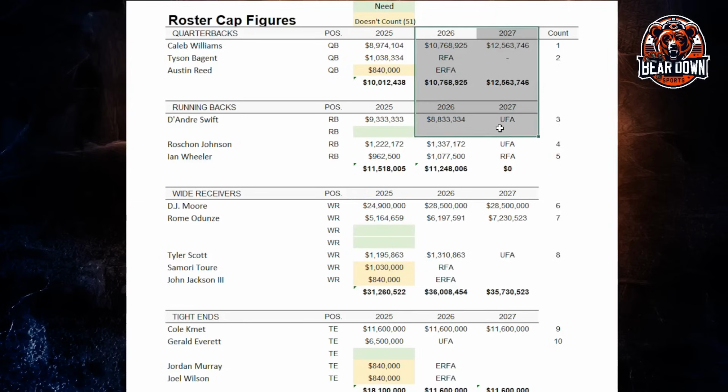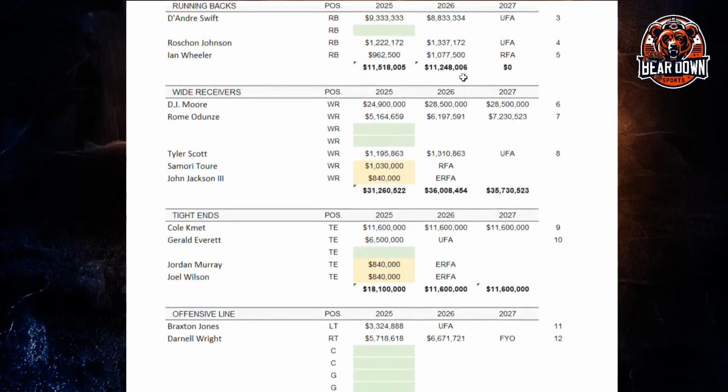These, don't worry about these for now. This is just future contracts. This is their 2026, 2027, how much they're going to make. Is their future status restricted free agent, or exclusive rights free agent, however you want to say it, but they're restricted to our team if we want to keep them. Same thing there, except we can get them on a league minimum contract.